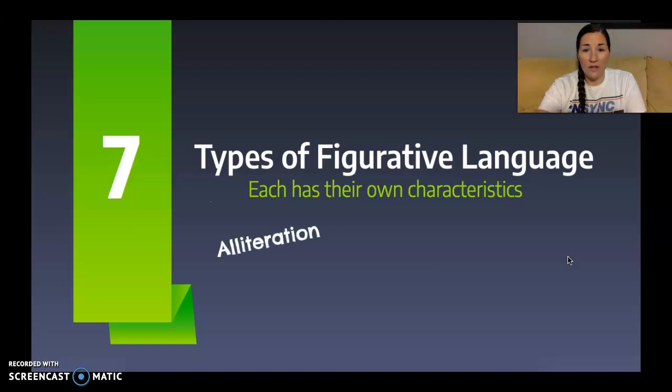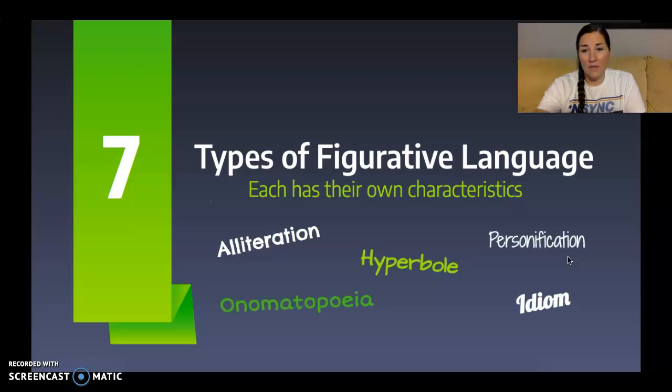So the 7 are alliteration, hyperbole, idiom, onomatopoeia, personification, metaphors, and similes. You may have heard of some of them before, and even when we get into a little bit more detail about each of those, you'll probably go, oh yeah, I've heard something like that before, and maybe you just didn't have a name for it.